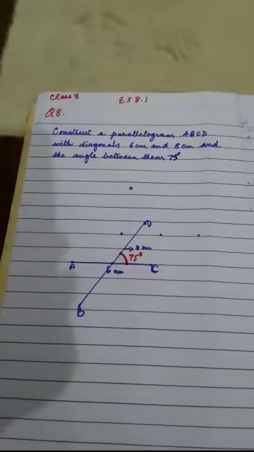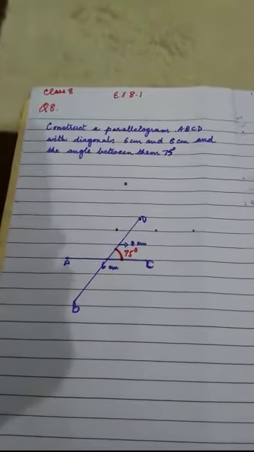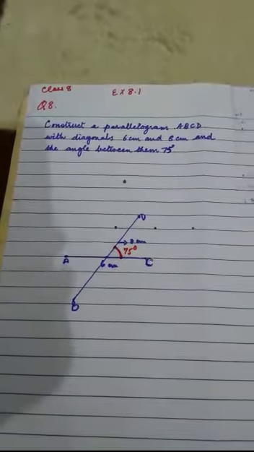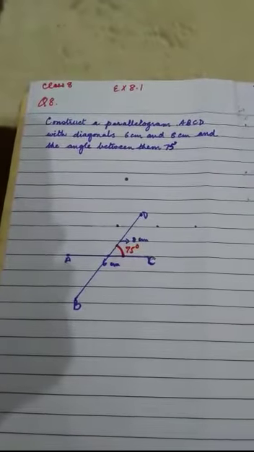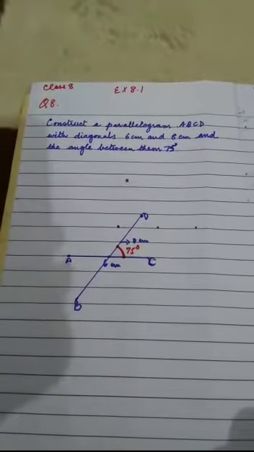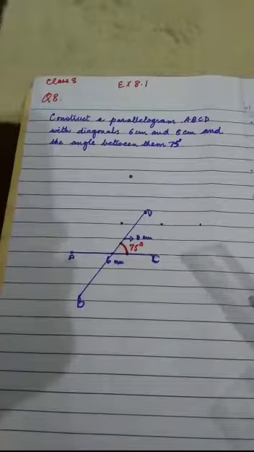Class 8, exercise 8.1, question number 8. Construct a parallelogram ABCD with the diagonals 6 cm and 8 cm and the angle between them 75 degrees. So, pre-knowledge I am giving you, and this is just a rough sketch so that you understand.